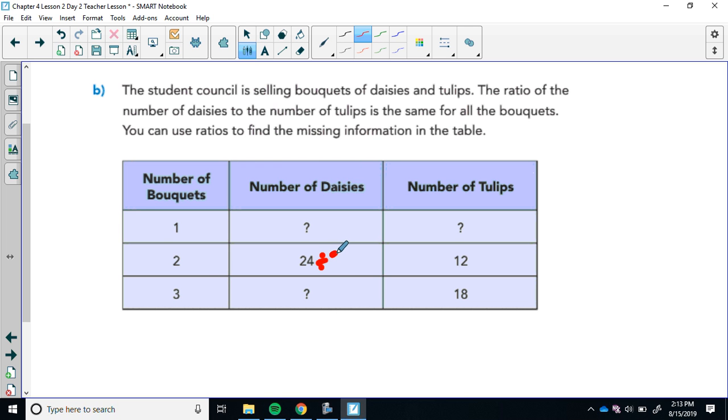24 divided by 2 is 12. And 12 divided by 2 is 6. So how many tulips are in there? 6. How many are in 1 for daisies? 12. Now, does that make sense? 6, 12, 18. Yes, they go up by 6. 12, 24. This would be 12 times 3, which is 36.